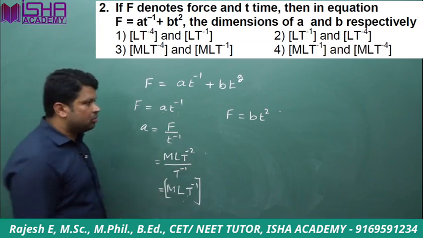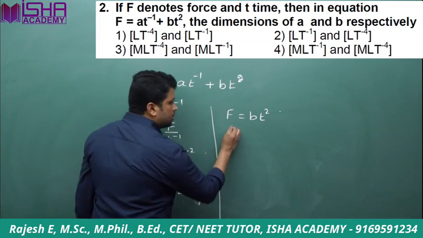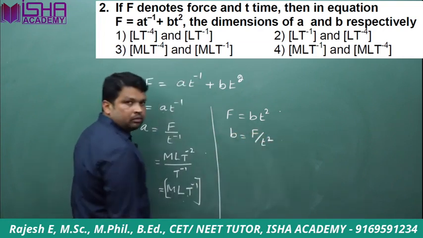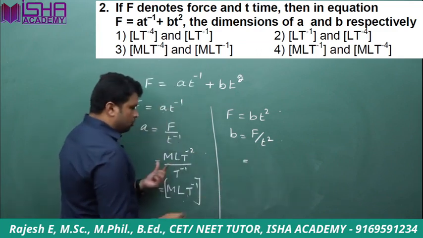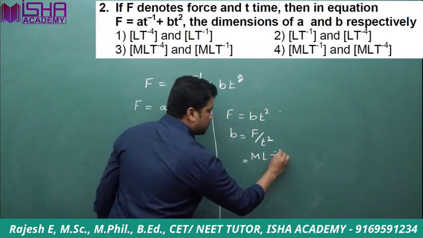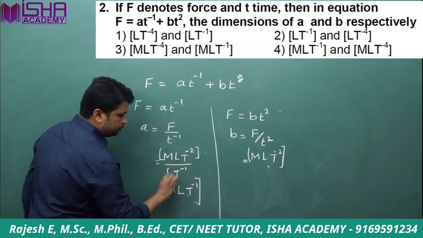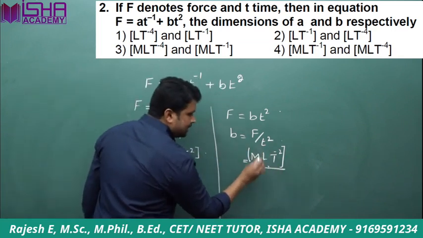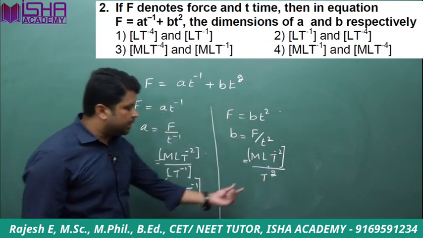So this is the dimension of A. Now what is the dimension of B? In the same manner we are going to solve this. So B is equal to F divided by T square. What do you mean by force? That is, the dimension of force is M L T power minus 2. See, M L T power minus 2. Right? Divided by, what is this? This is T square.